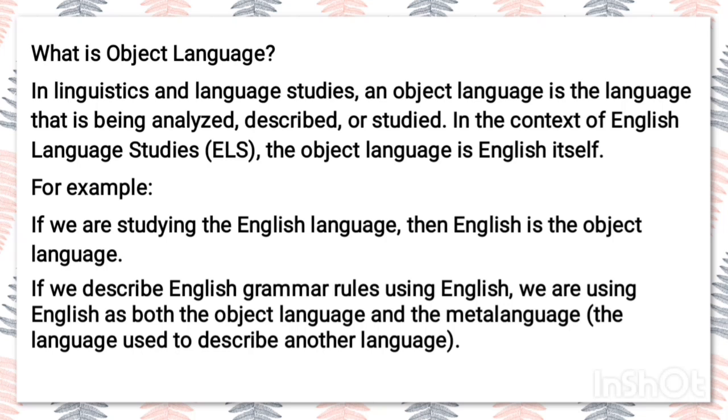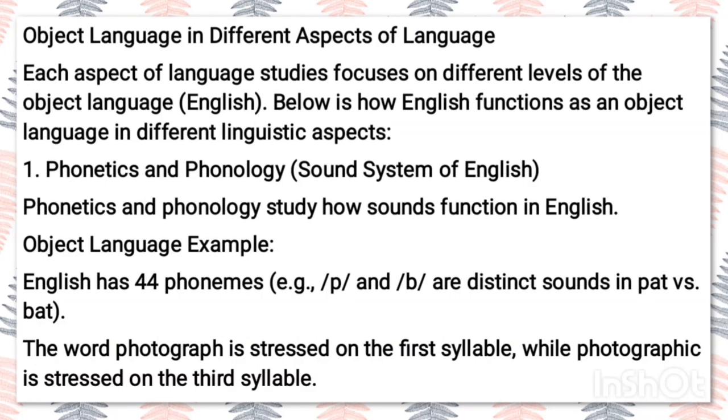Now, let's look at how English as an object language is analyzed across different linguistic levels. Let's see phonetics and phonology. It's the sound system of English. Phonetics and phonology are concerned with how sounds are produced, transmitted, and preserved in English.